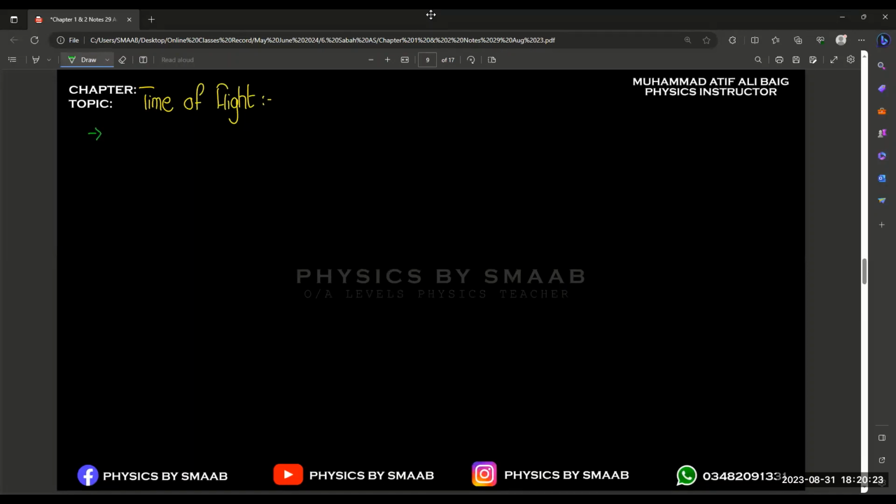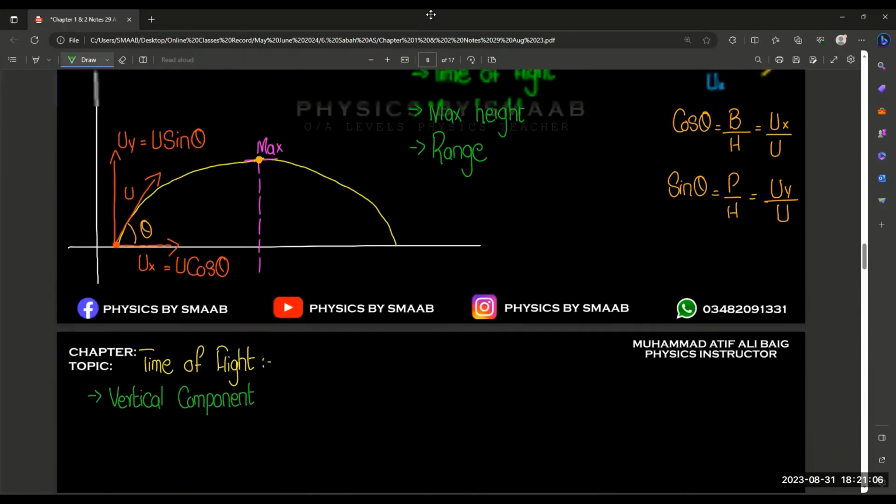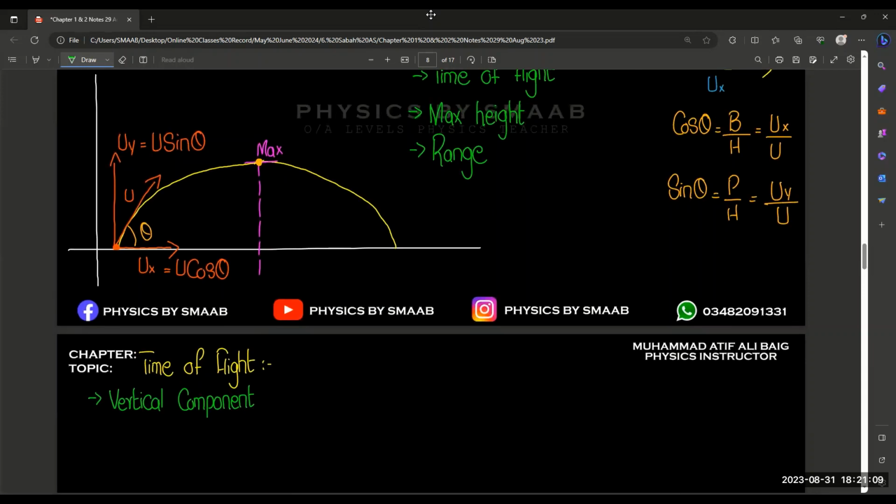vertical motion, or we can say that we are taking the vertical component. So we are going to discuss the vertical component first, then we will discuss the horizontal component, right? Because some quantities can be derived from vertical and some quantities can be derived from the horizontal component. If you calculate the time for upward motion, it will be the same for downward, so you just add them and you will get the total time.